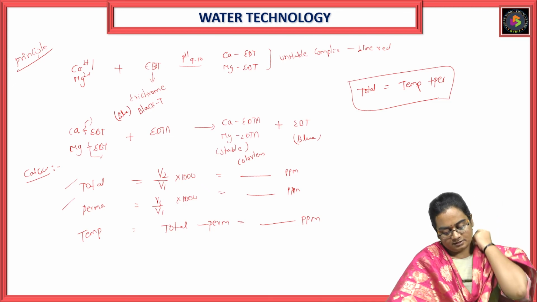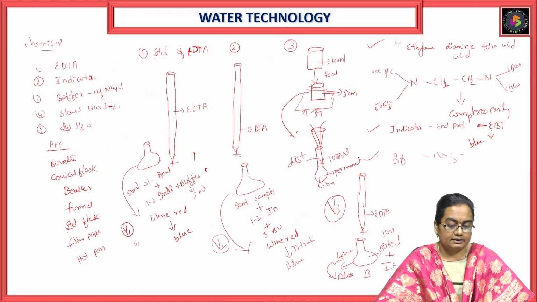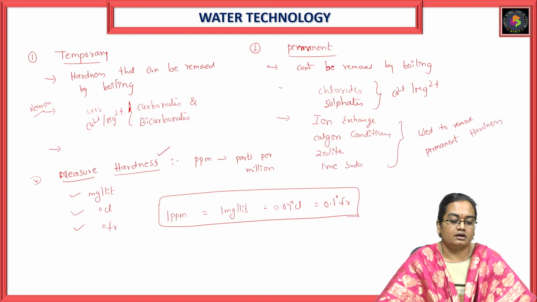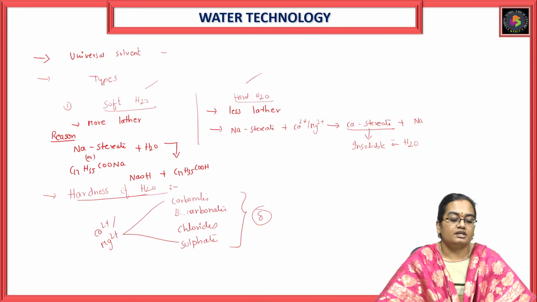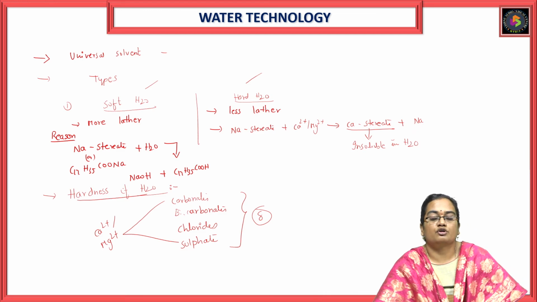Now, a brief recap of the previous class. What was our first topic? How many types of water exist on the earth, and why water is known as the universal solvent. Next, why soft water gives more lather and hard water gives less lather: it is because of calcium stearate that hard water gives less lather, and because of sodium stearate formation, soft water gives more lather.